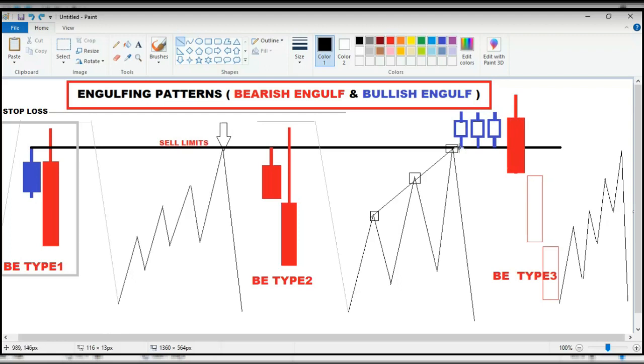So on that very same level, that will be your entry line. That's where you place your sell limits. That's where price most likely comes and then turns. Okay, that's bearish engulfing type 3. So let's just quickly check on the charts for type number 3.